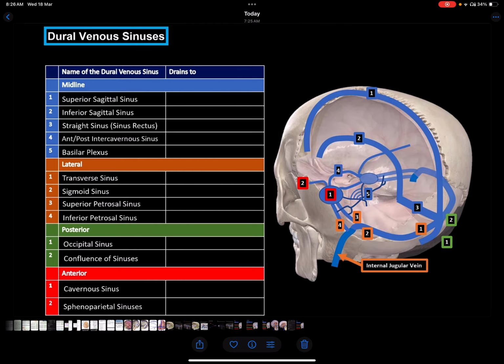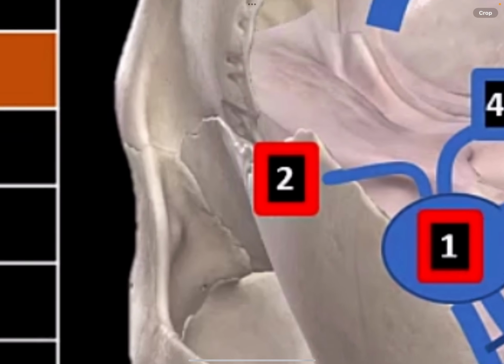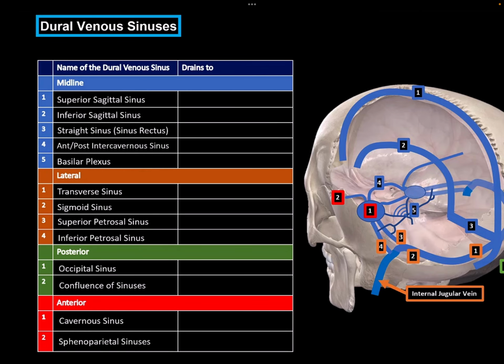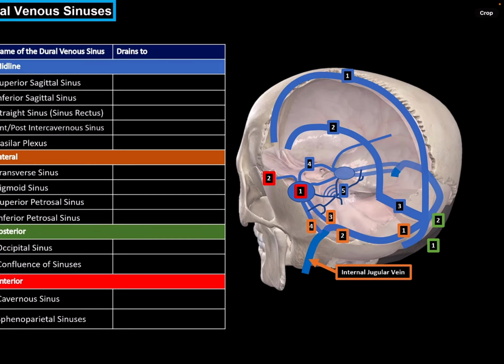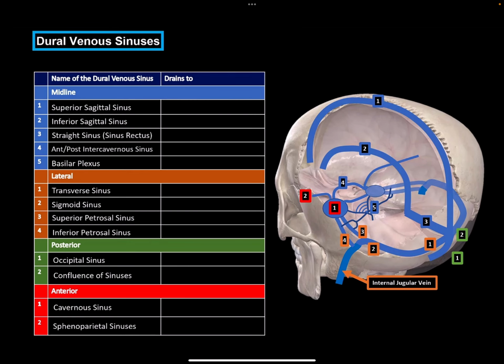And now, other than that, in the anterior aspect, you can also see the sphenoparietal sinuses, and the cavernous sinus. Posteriorly, you can see the confluence of sinuses and the occipital sinus. So easy. I hope that's clear as well.